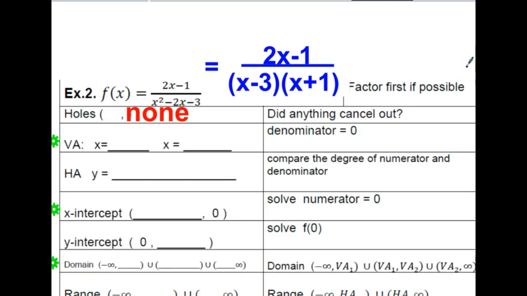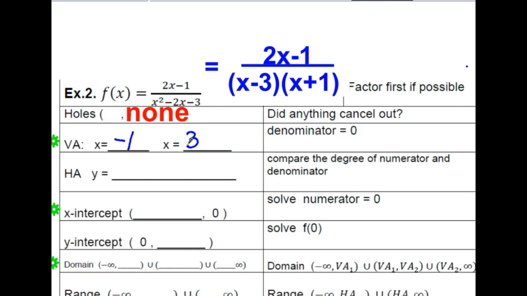Did you factor example number 2 correctly? To get started, the first thing you do is factor first. So, what are my excluded values? And so my excluded values are -1 and +3.